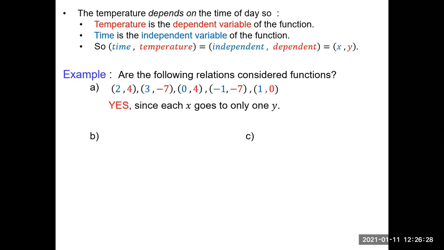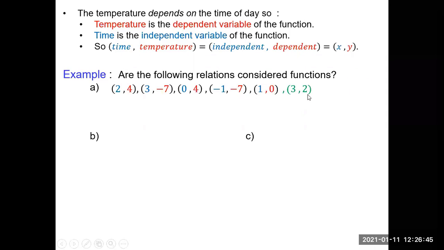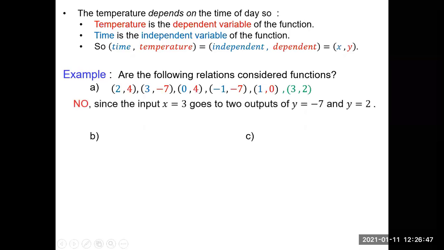But let's look at how we can modify this relation by just picking one more point and see why this is not a function. If you recognize now, the reason this isn't a function is that in this ordered pair, 3 gives me the output of -7, while later on, 3 gives me the output of 2. That means that 3 gives me 2 outputs, and therefore this is not a function.